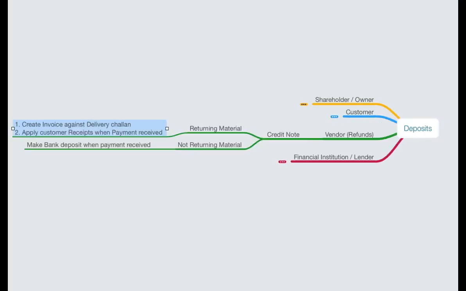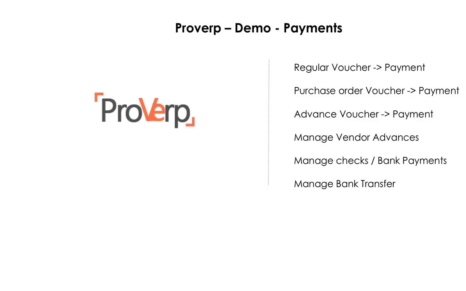Seldom, you will receive money from vendor. When you receive credit note from a vendor, if you are returning material, create invoice against the delivery challan, and apply customer receipts when payment is received. If you are not returning the material, make a direct bank deposit from Treasury module when payment is received. In case you are taking a loan from a lender, and when you receive money, use Manage Deposits functionality to make the deposit. Okay, now let's look into Proverp system, how to manage these payments and deposits we just briefed.